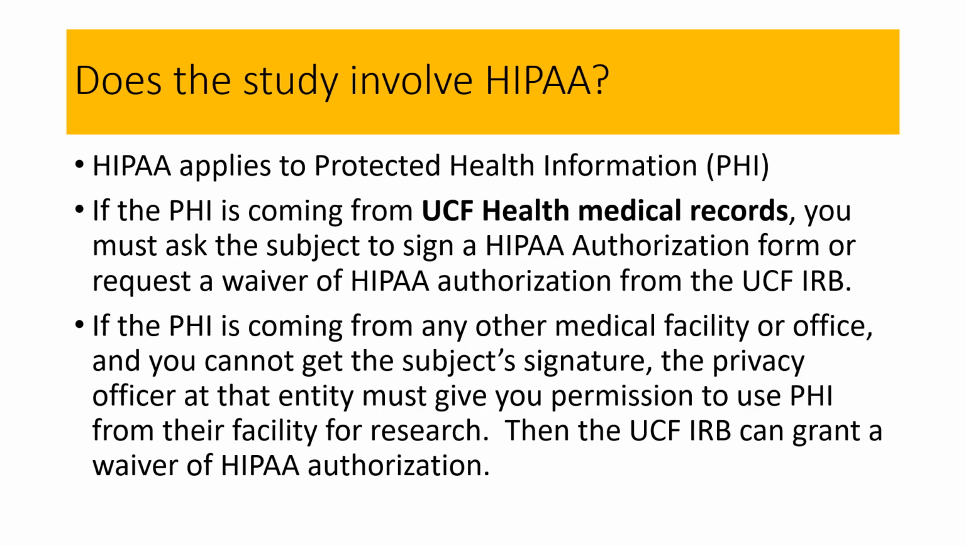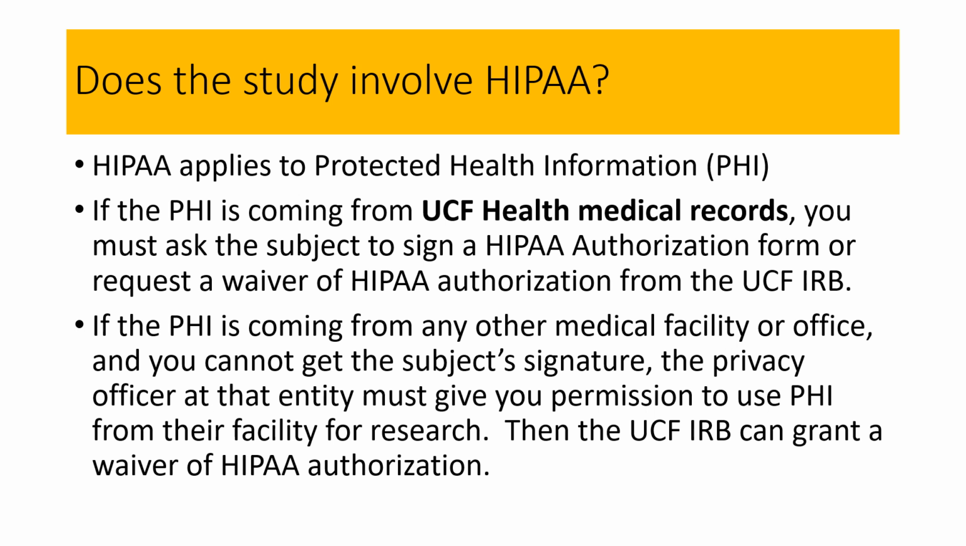In some cases, when obtaining a signature on a form is not possible, we can accept a permission letter from the privacy officer at that entity for you to access and use their PHI. Then UCF IRB can issue a waiver of HIPAA authorization. Other medical entities must either grant a waiver of authorization or give you permission to use their data.